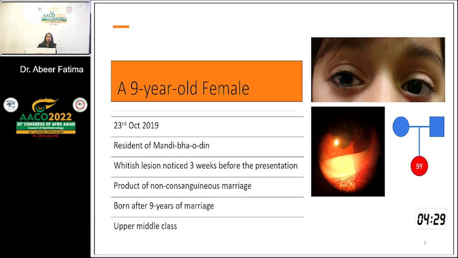So the story began when a 9-year-old girl was brought by her mother in the OPD with a complaint of pain and whitish lesion in the right eye for 3 weeks. The patient was the only child and was born after 9 years of non-consanguineous marriage.